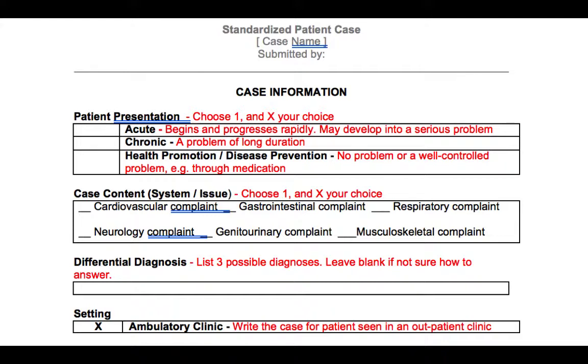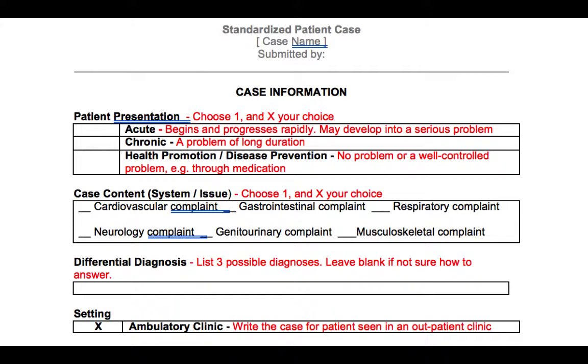And that would include, for example, a patient who's coming in for a statin renewal, but yet their lifestyle is pretty appalling. They're doing all the things that they shouldn't be doing because the statin is keeping their cholesterol under control. But we'll get into those issues later when we get to actually developing the case. So choose one of these, either acute, chronic, or health promotion or disease prevention case.